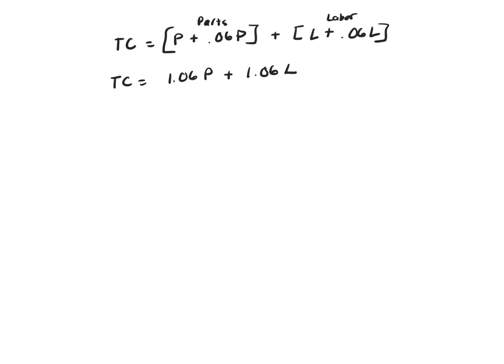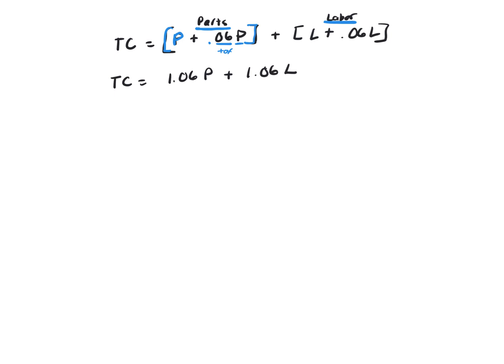We're trying to figure out the total cost of a job. And the job is made up of a parts cost and a labor cost. And the problem tells me that there's 6% tax on each. So if you take the cost of parts and then multiply 0.06 times parts, this will give me the tax amount. If you add that together, that will give me the total cost for parts.